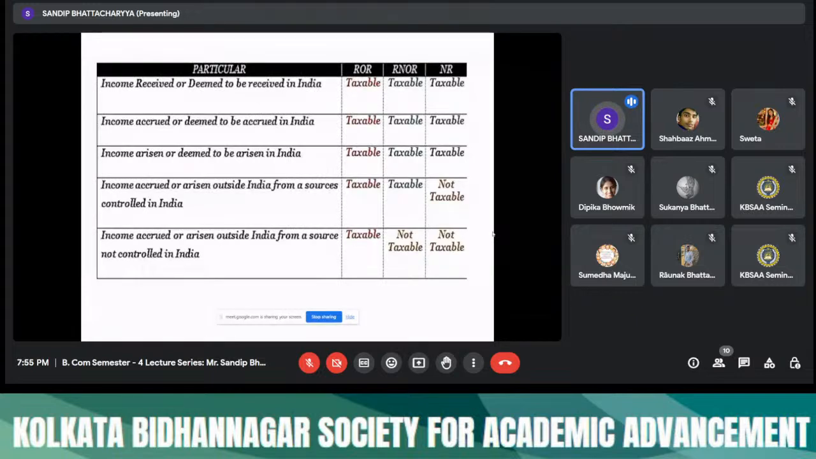That is the ROR, RNOR, and the NR: the resident and ordinary resident, resident but not ordinarily resident, and the non-resident. Income received and deemed to be received in India, in 3 cases it will be taxable. Second one is income accrued or deemed to be accrued in India. Again 3 cases will be taxable.